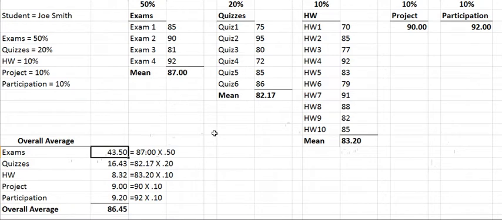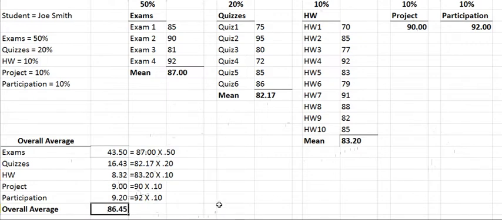We take the average, 82.17, multiply by the weight, 20%, 0.2, to get 16.43. The same calculation is done for the homework. So an average of 83.20 multiplied by 10% gives us 8.32. For the project and participation, we use the same formula, multiply the value times the weight, and then we simply add them up to get an overall average of 86.45.